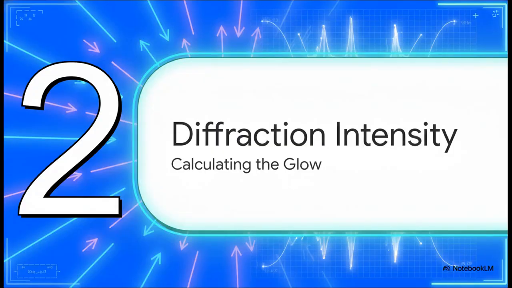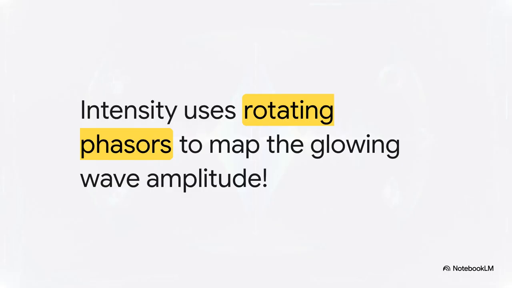Section 2, calculating the diffraction intensity. Right, so we know exactly where the light vanishes into those dark fringes. But what about the brightness between the dark spots? How do we measure the actual glowing intensity of the light as it spreads? This is where it gets incredibly cool. We calculate the intensity at any angle θ using the formula you see here.